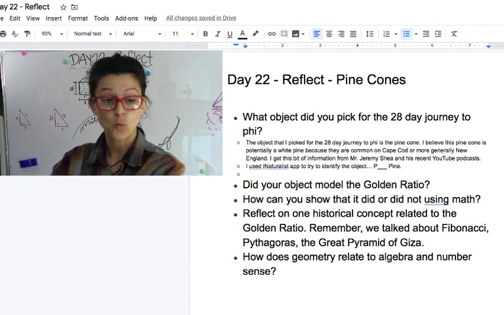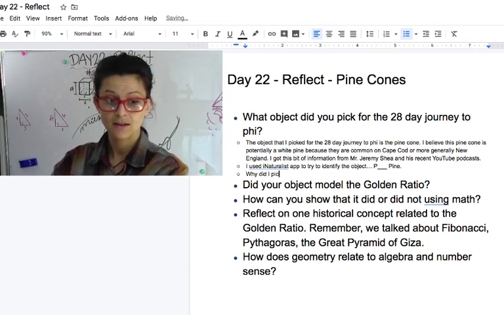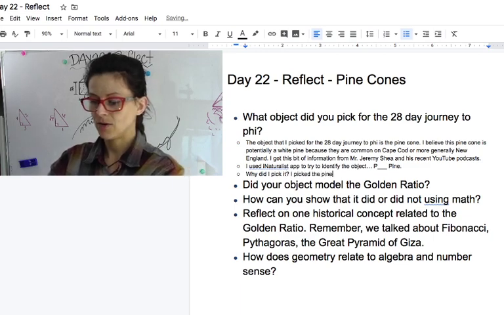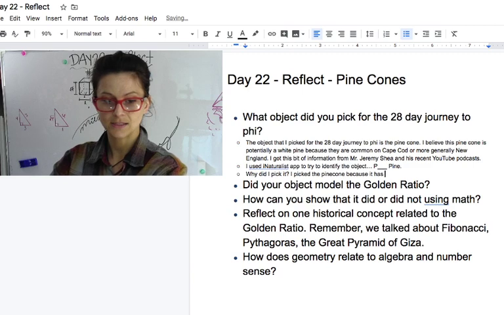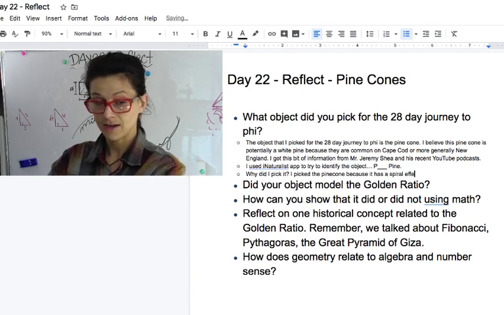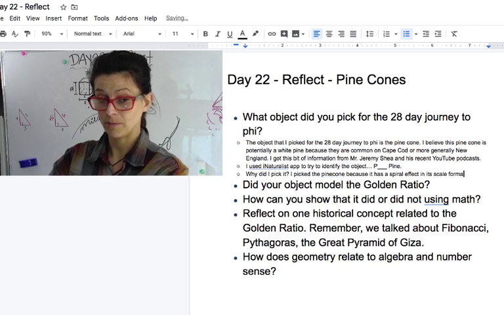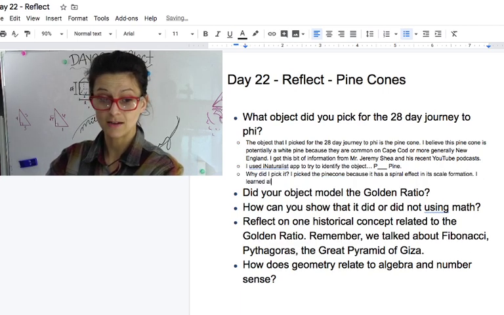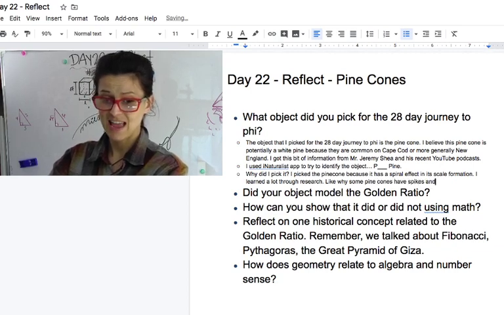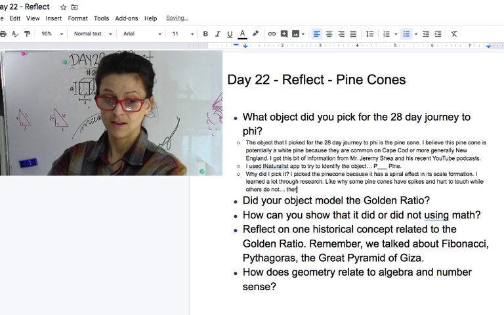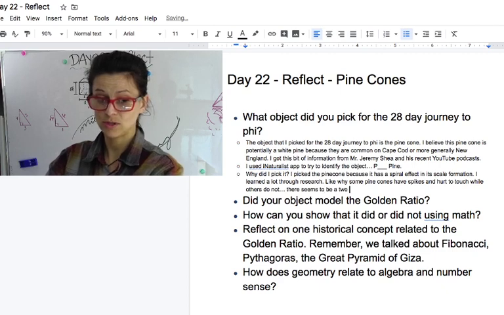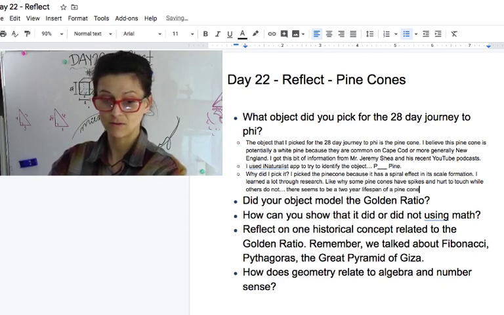What else could I talk about this? Why did I pick it? I picked the pine cone because it has a spiral effect in its scale formation. I learned a lot through research, like why some pine cones have spikes and hurt to touch while others do not. There seems to be a 2-year lifespan of a pine cone. The spikes act as a defense mechanism.